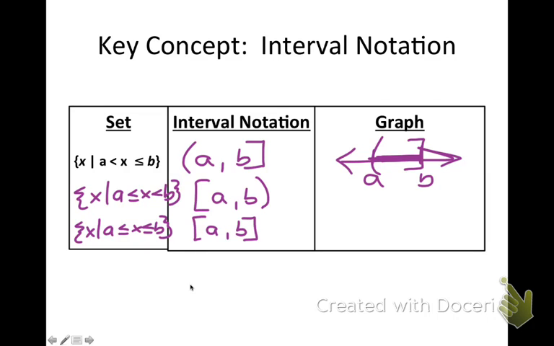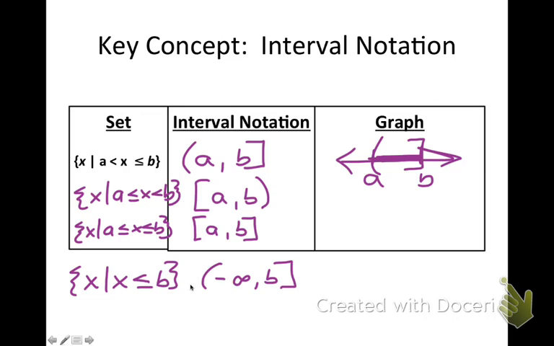Are we getting the point? What would the last one be if we were less than or equal to B? It would be negative infinity to bracket B. So x such that x is less than or equal to B. So then it would be negative infinity, B, bracket. Okay? So that's the only thing we're adding, the notation. Do we think we have a good feel on the notation?